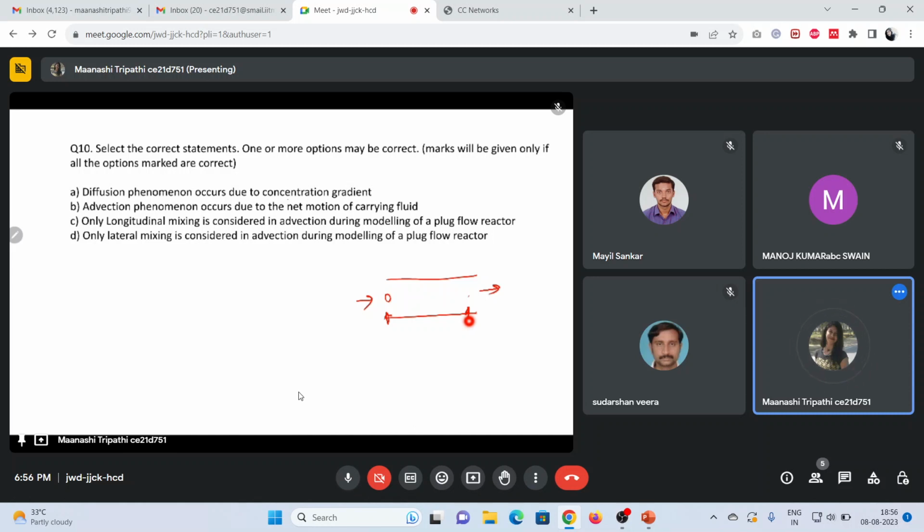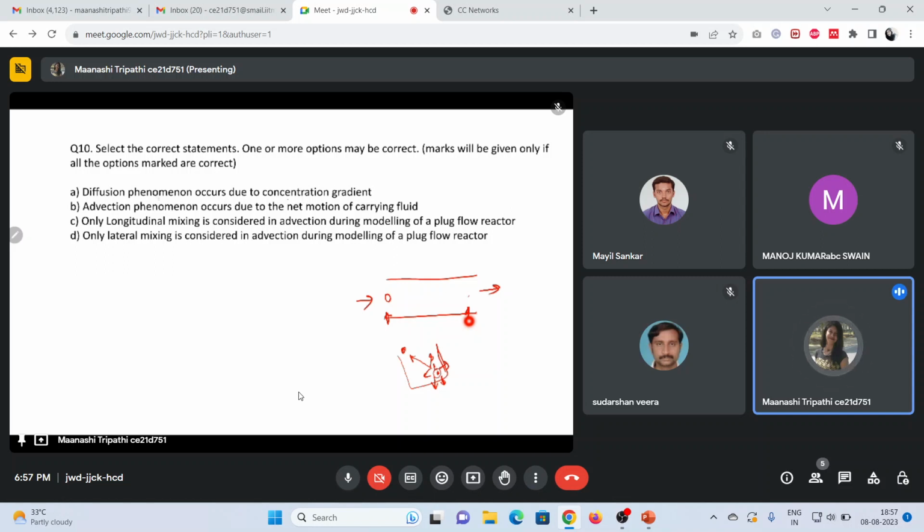If in a room I am standing at this place and I open a perfume bottle, or I light an agarbatti, an incense stick, and a person is standing here, this smell will reach him, and this smell will reach every corner. So this is what we call diffusion. So this is the question.